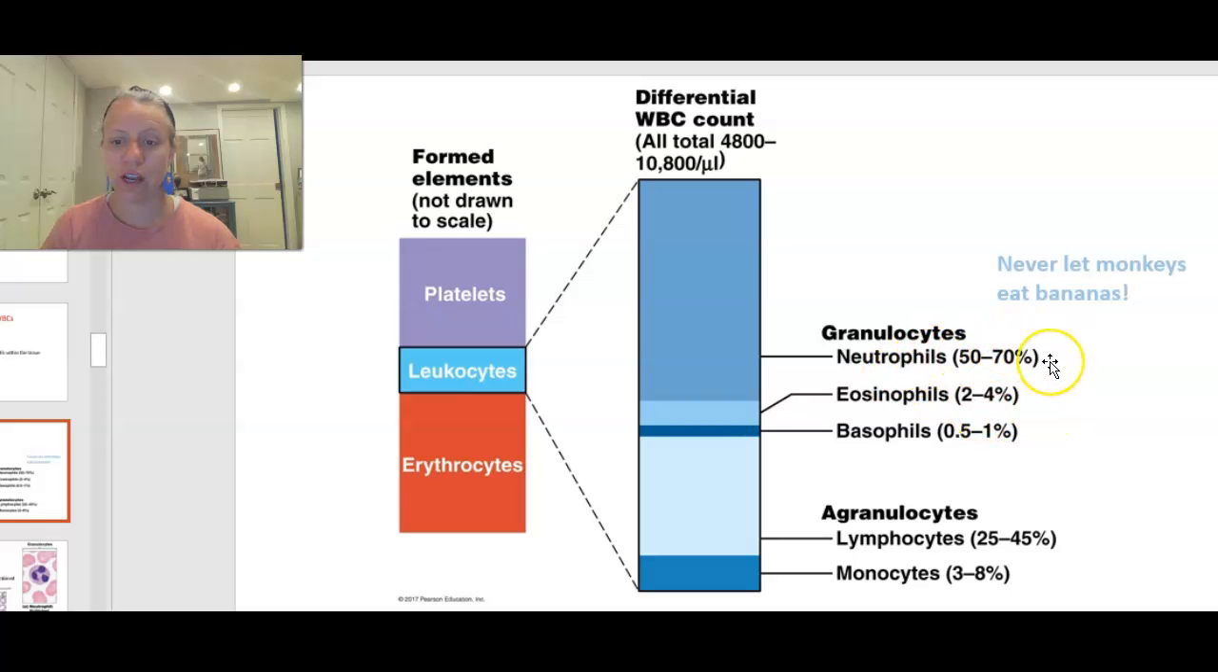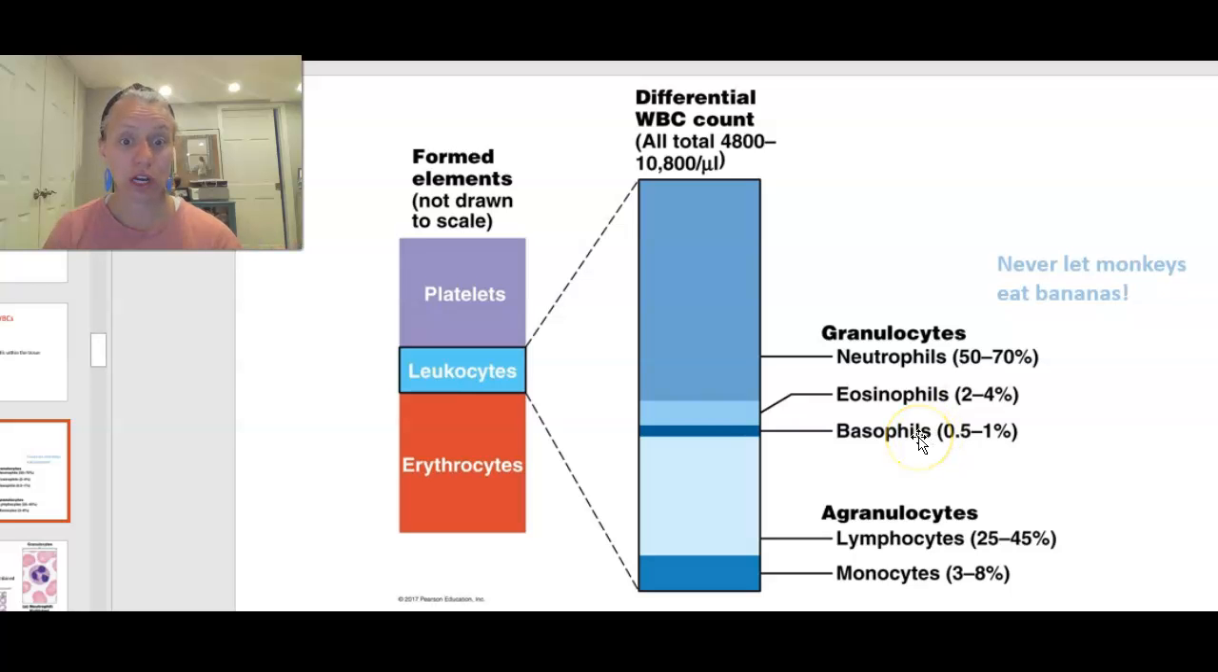So neutrophils are going to be about 50 to 70% of all white blood cells. So by far the majority, okay? Then we have lymphocytes, 25 to 45%. Monocytes, 3 to 8%. Eosinophils, 2 to 4%. And basophils are the very rarest white blood cells. They're hard to find. Okay, they're very rare because remember, white blood cells are less than 1% of all cells in blood, and this is 0.5% of that. So it's super, super rare cells in the blood.